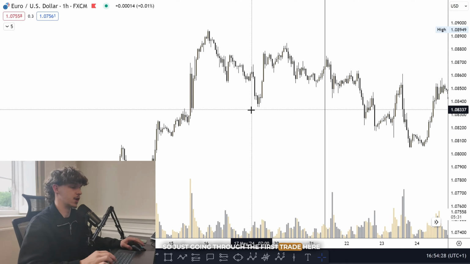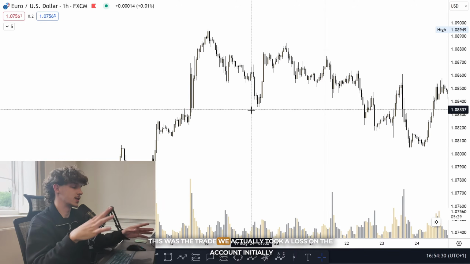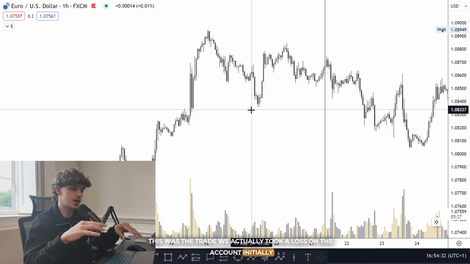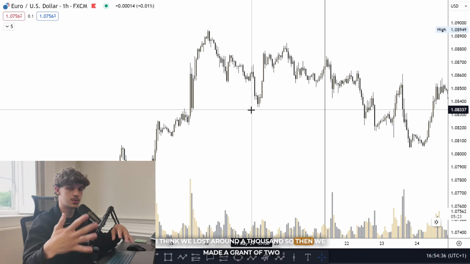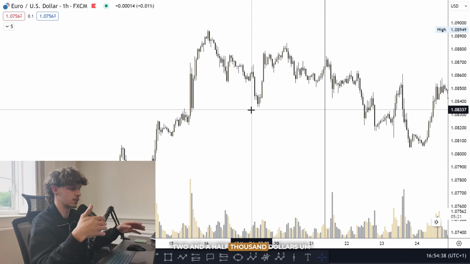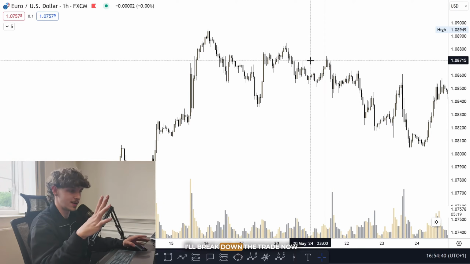So just going through the first trade here. This was the trade. We actually took a loss on the account initially, and then this trade made us around 3,500. I think we lost around 1,000, so then we made a grand total of $2,500. I'll break down the trade now.